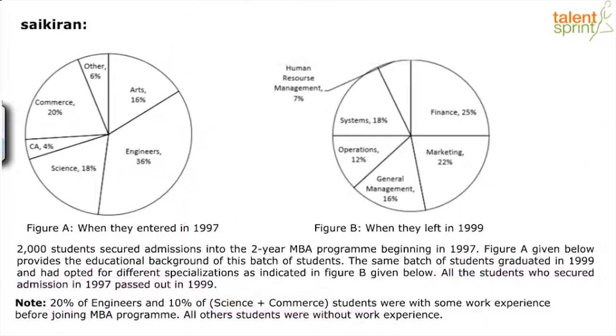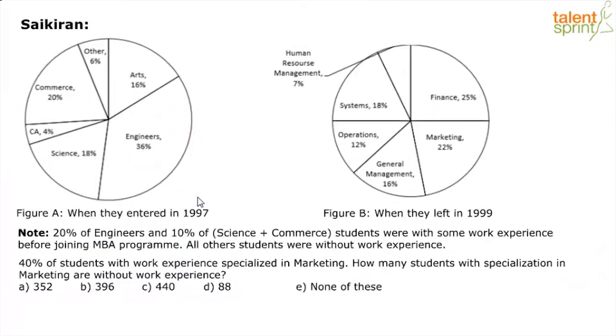Now let me present the questions to you all, right? So the first question, remember 2000 is the value. We have to just make sure that the total is 2000 for both the pie charts. Now look at the first question here. It says 40% of students with work experience specialized in marketing. How many students with specialization in marketing are without work experience?